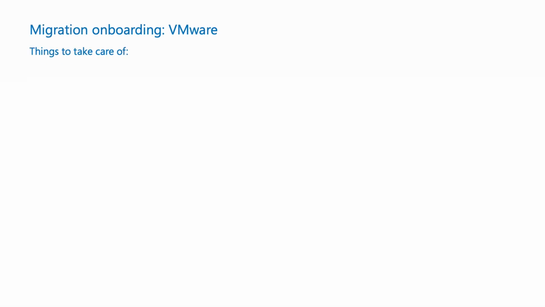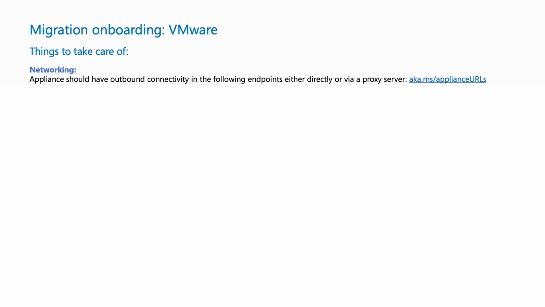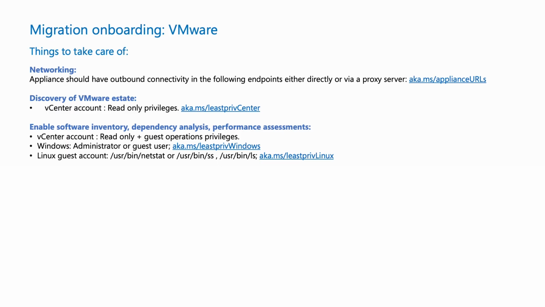Here are the things to take care of before deploying an appliance. Ensure the appliance meets networking requirements and can connect to necessary endpoints. To discover the basic configuration of servers running in the VMware estate, a vCenter account with read-only privileges is required. For deeper discovery of the VMware estate, and to enable software inventory, agentless dependency analysis, and performance-based assessments, domain account or Windows and Linux guest credentials are required.